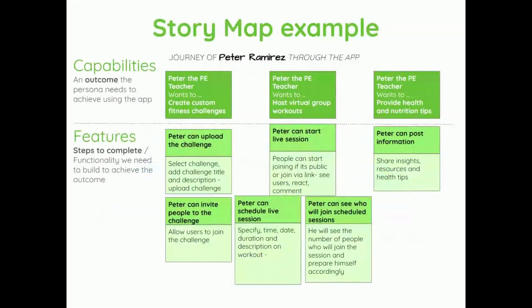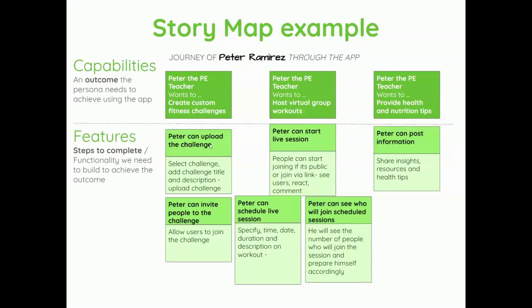Referring back to the mini workflow we just created using persona aims, we will be using those aims to help us create our story map for each of our personas. So we will be looking at the journey of Peter Ramirez through the application. So first, Peter wants to create custom fitness challenges. So in order for him to achieve this, we need to identify what he can do on the application and what features are needed by him.